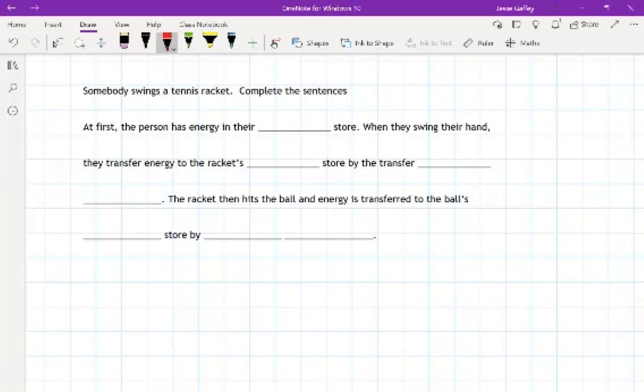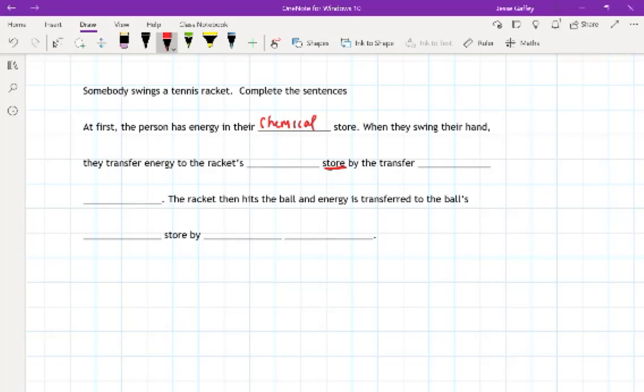Okay, you should have written chemical energy store. Well done if you got that right. Chemical store. So at first, the person had energy in their chemical store. When they swing their hand, they transfer energy to the racket. Now this is about a store again, so it has to be one of the 5 stores. What store does the racket have when it's getting swung, when it's moving?